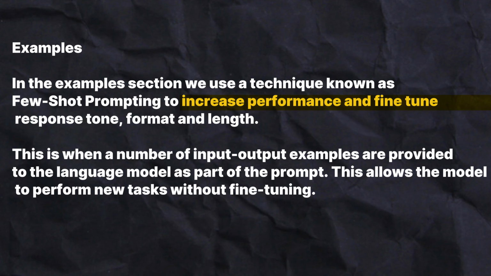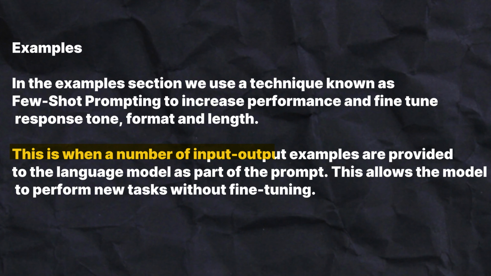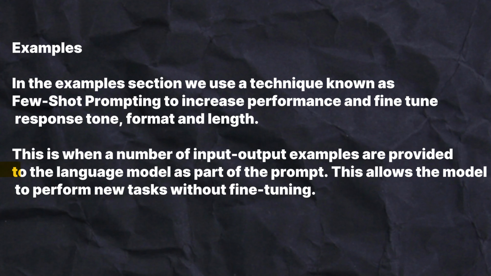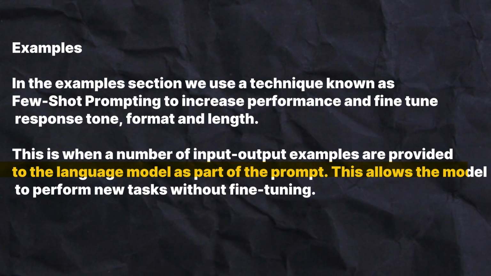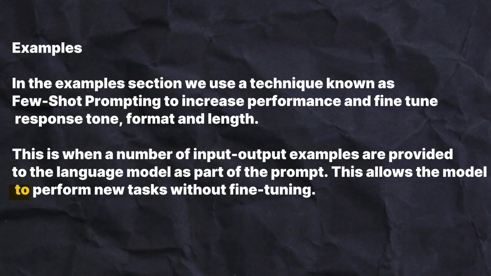The scientific term for examples is few-shot prompting. It increases performance and fine-tunes response tone, format and length. This is when a number of input-output examples are provided to the language model as part of the prompt. This allows the model to perform new tasks without fine-tuning. Fine-tuning is like extra training that you do to the LLM. So if you really get good at prompting and give it a lot of examples, you do not have to use fine-tuning. The more examples you give it, the more accurate it's gonna be. So usually I like to put 3 to 4 examples to get a good, accurate result. That will be enough.